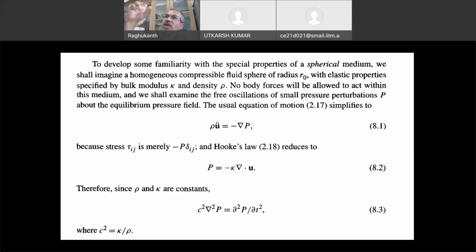Suppose you have a sphere which is made up of fluid only, okay, it is not a solid, it is like a fluid planet itself. So everywhere you have a fluid, and the radius is r naught, and of course its elastic properties, because it's a fluid, the shear modulus will be zero. It will have a bulk modulus and some density itself, okay. And of course if there are no body forces or anything, this is the equation of motion, okay. Now all of you remember, right, what is the equation of motion for a three-dimensional solid which you have studied in advanced structural mechanics?